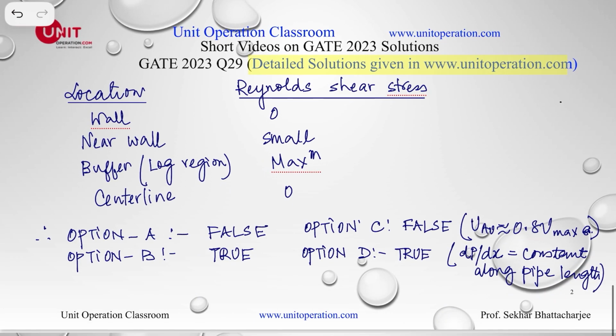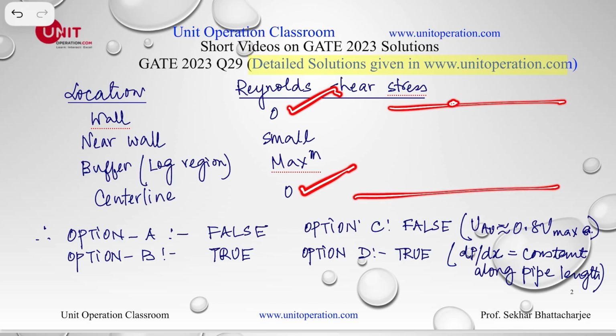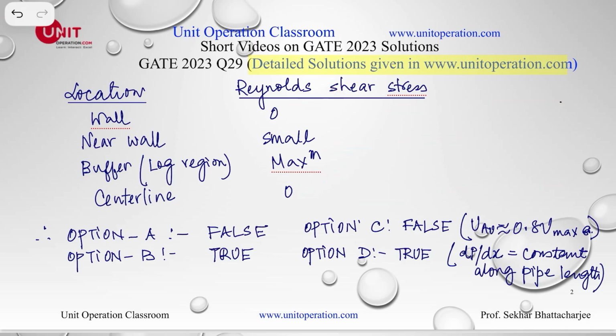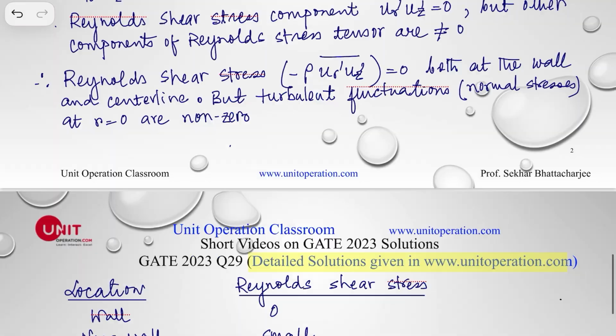So, if I just take a very quick summary, what would be the Reynolds stress value at the wall? That is zero, and at the center line zero. So this is my wall, and this is my center line. At the center line it's zero, at the wall it's zero, but near the wall it's kind of small, and in the buffer region after that, it's the maximum. So let's look at the options one by one.